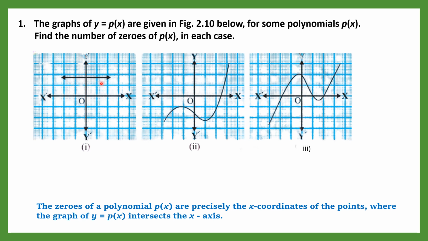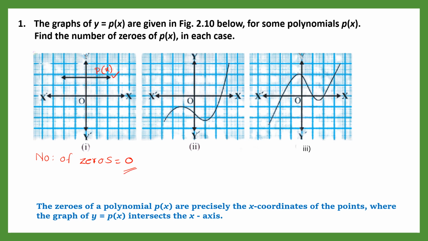In the first graph, the line did not intersect the x-axis at all. So the number of zeros of this polynomial p of x is 0. Here it did not intersect the x-axis, so the number of zeros is equal to 0.